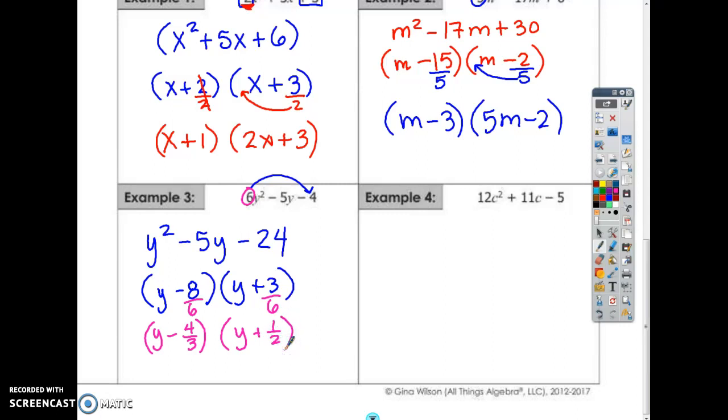So what do I do with those numbers at the bottom? This 3 goes to the front. This 2 goes to the front. So I have 3y minus 4, and I have 2y plus 1. We will never end up with fractions. If you end up with a fraction, move the denominator to the front. Okay? Because 3y times 2y equals 6y squared. Okay? Go ahead and do example 4 and then finish the back.